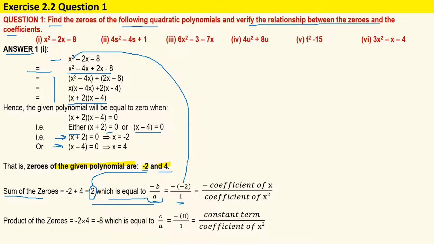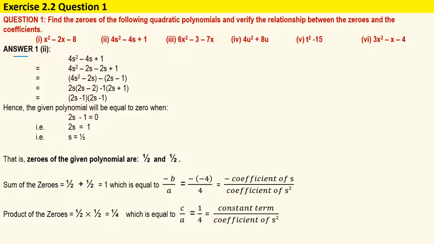Similarly, we see that the product of the zeros which we have found just now is equal to −2 × 4, and this gives us −8, and this −8 is indeed equal to c/a, because c/a is equal to −8/1, that is −8. Hence we have verified the relationship between coefficients and the zeros.